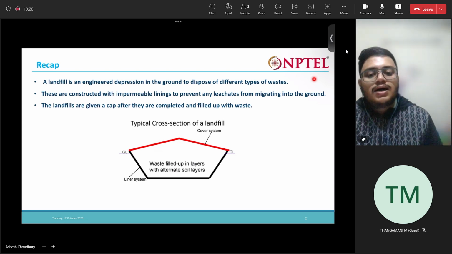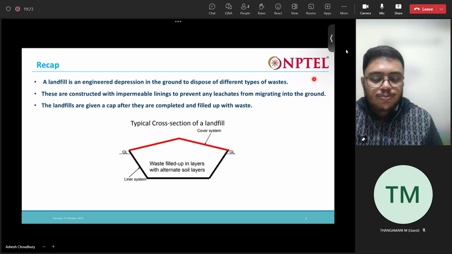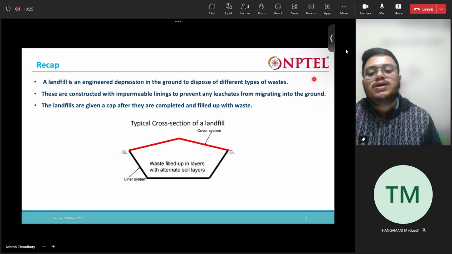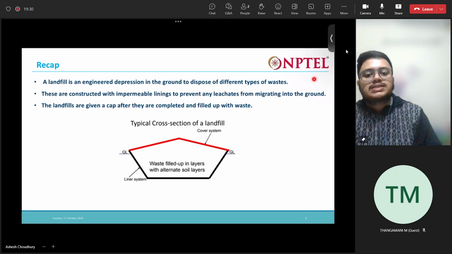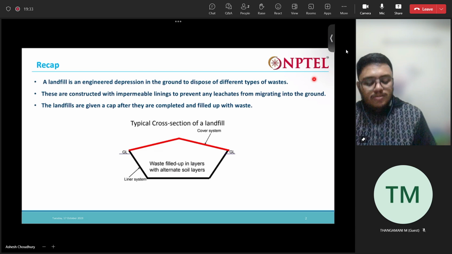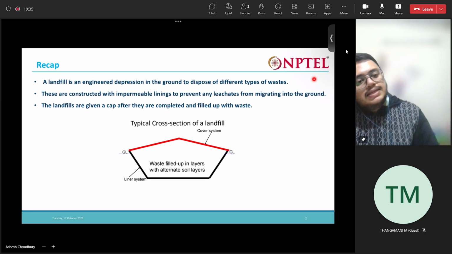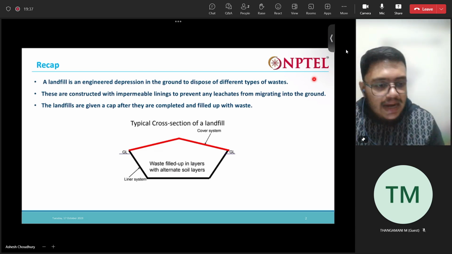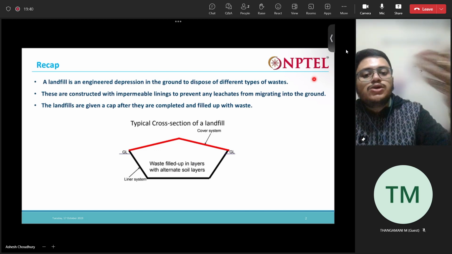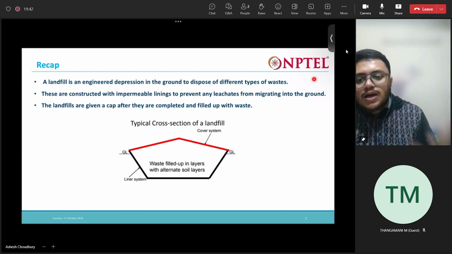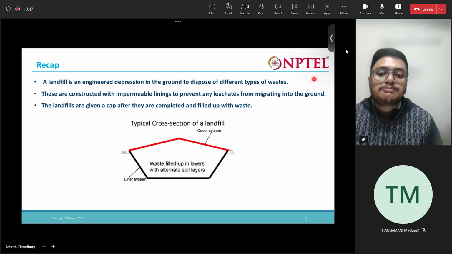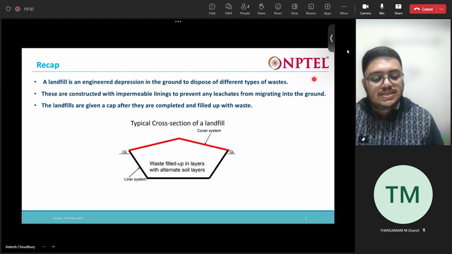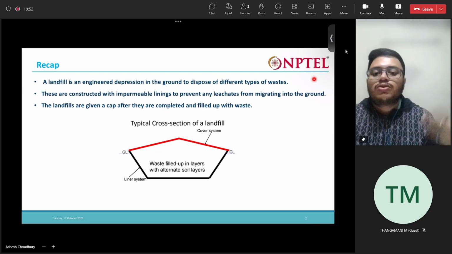So after we have filled the waste up to that specified level in the landfill, we cover the landfill so that we can seal it properly. This covered system is also designed so that the place which was initially a landfill can be reused. As we all know, there is a huge scarcity of space nowadays, mainly in big metropolitan cities like Chennai, Bangalore, Hyderabad, Delhi, Mumbai, everywhere. So there is a space crunch.